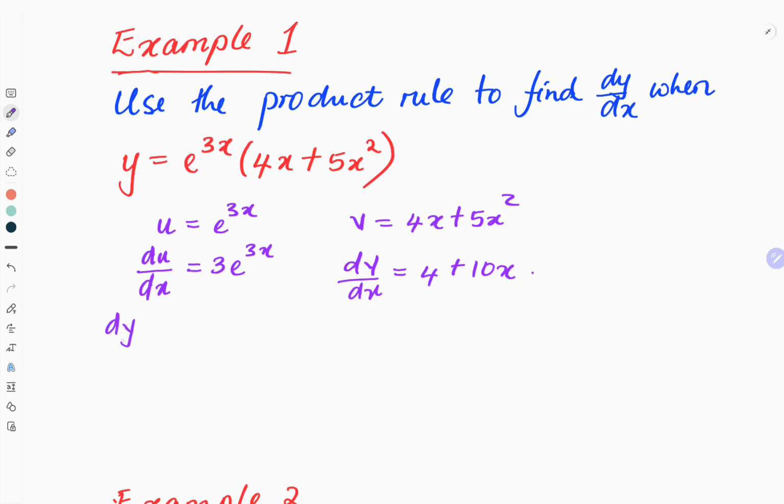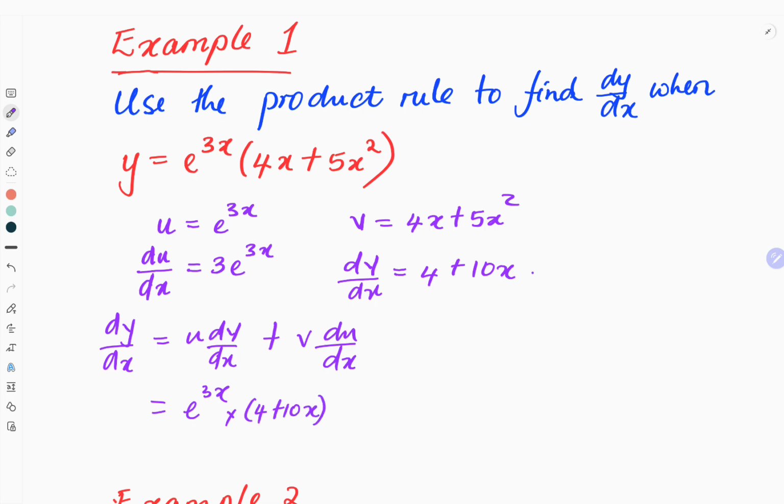Now, dy/dx using the product rule will be equal to, remember, u dv/dx plus v du/dx. So in this case, your u is e to the power of 3x, multiplied by dv/dx, that will be in a bracket 4 plus 10x, then plus v, which is 4x plus 5x squared, multiplied by du/dx, and that is 3e to the power of 3x.